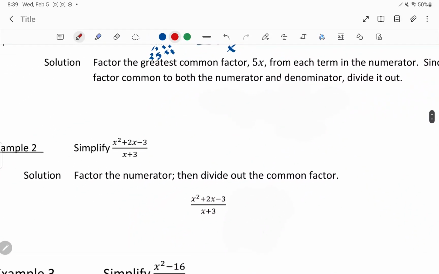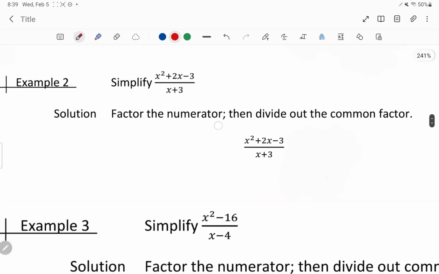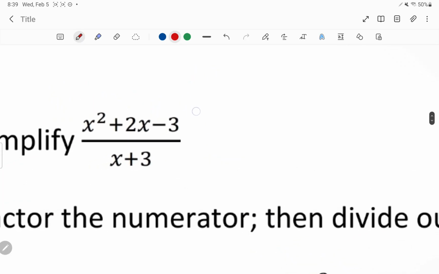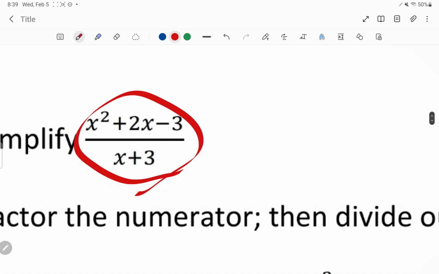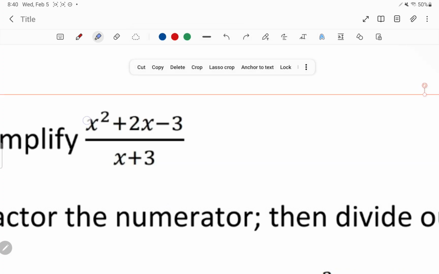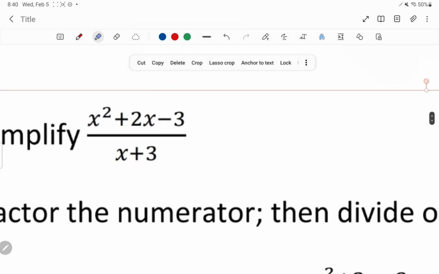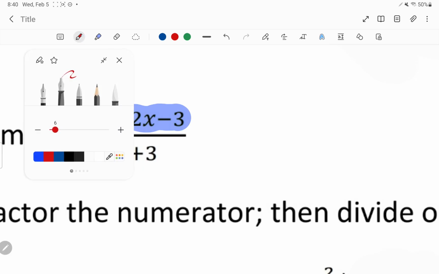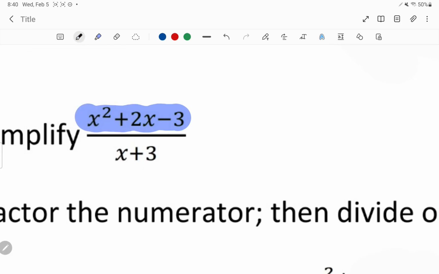Now, the following problem is more the route that we're going to be going in class. So sample number 2 is going to be a little bit more of what we're going to be doing in class. Now, before I can simplify this whole thing, I need to simplify my numerator. We got to go ahead and simplify the numerator. How do we do this? Well, guess what? We have a trinomial, and one of the easiest ways to do this is by factoring.